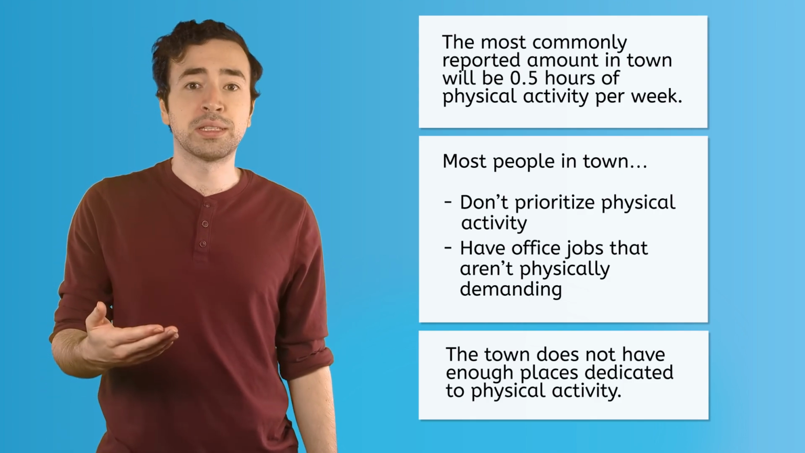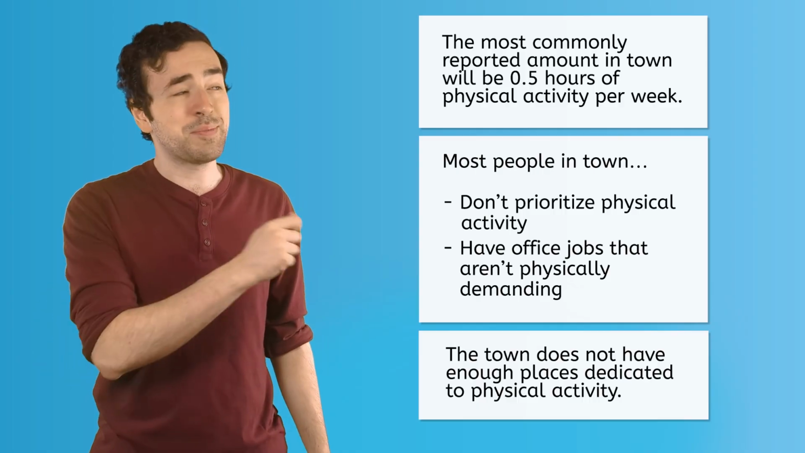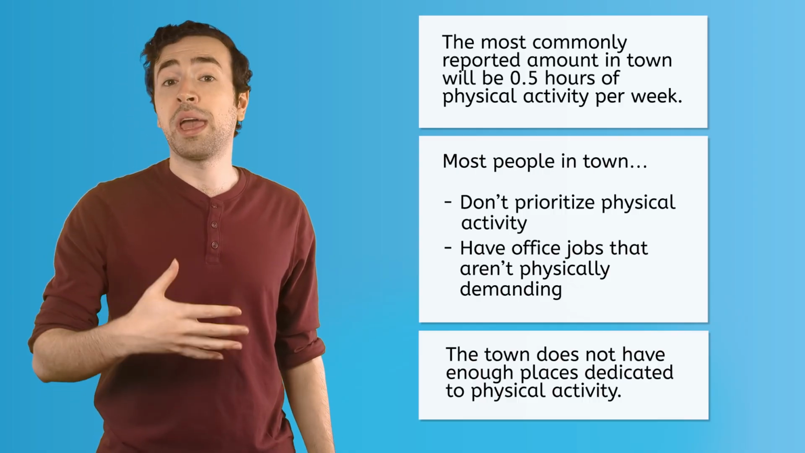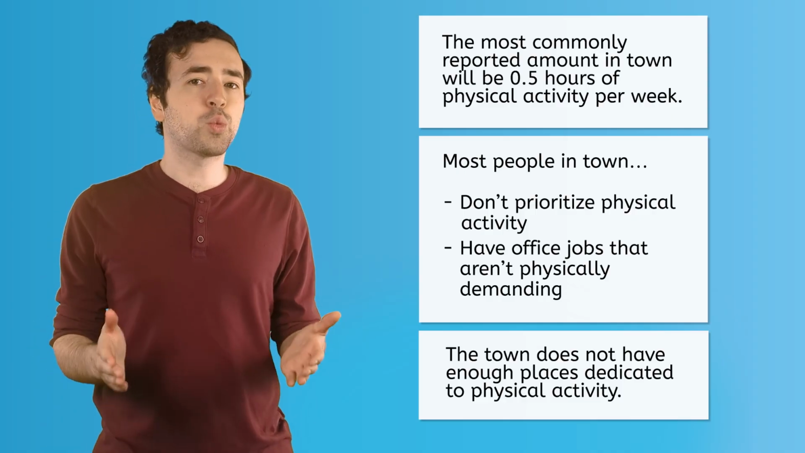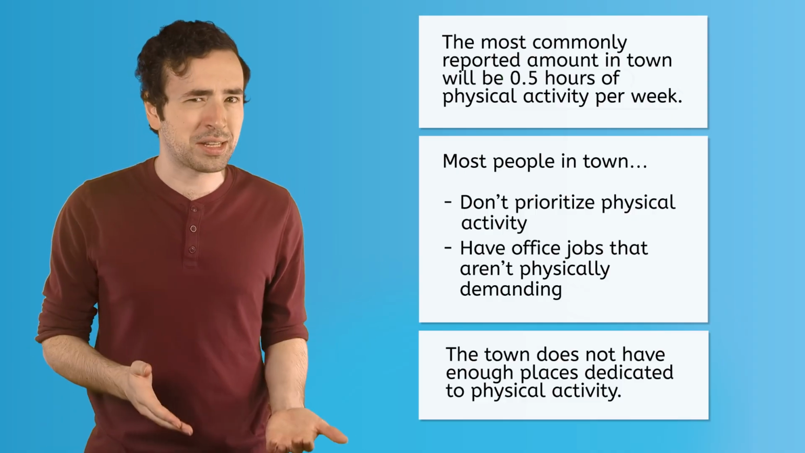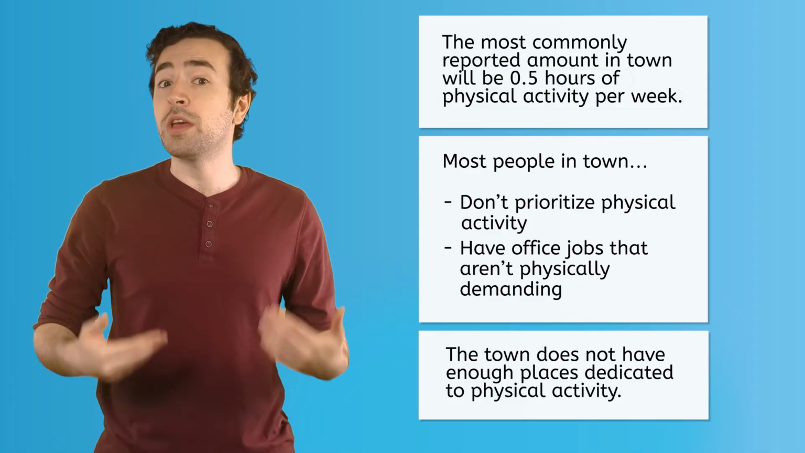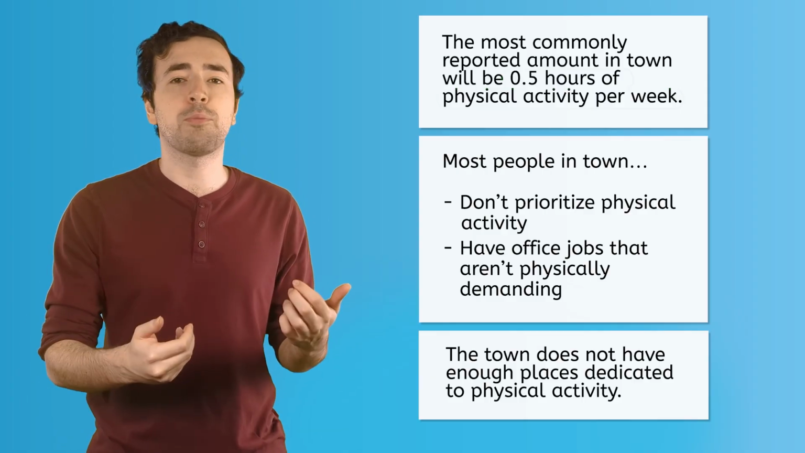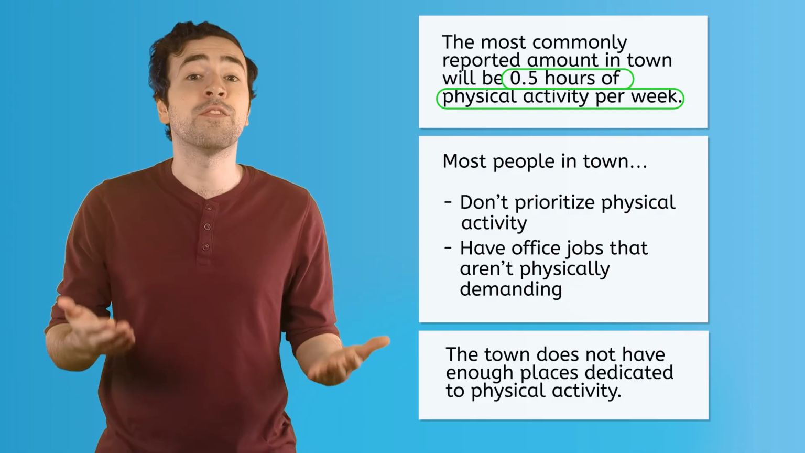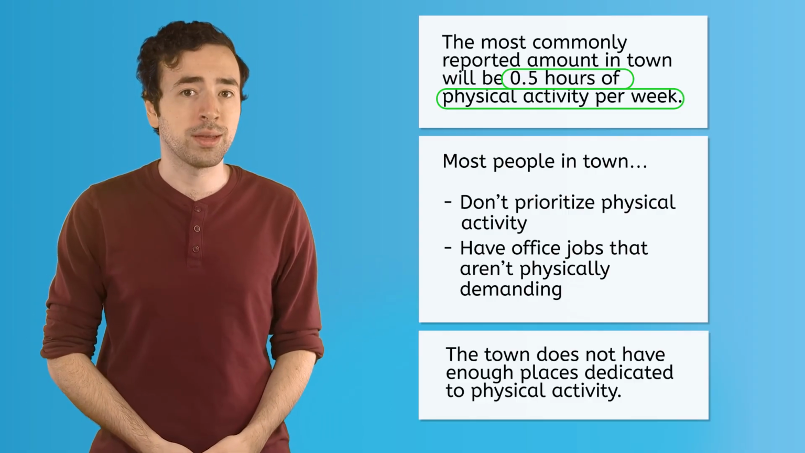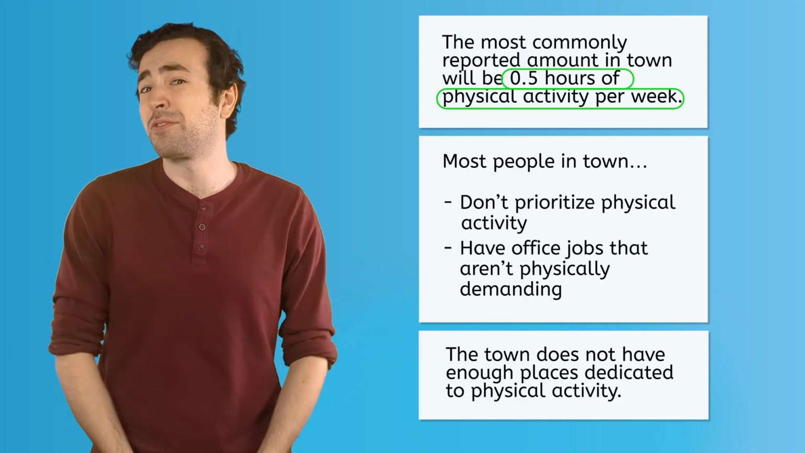Remember that inferences may or may not be true because they go beyond what's directly being shown in the data to draw a conclusion. Based on these 4 inferences, which one is the most reasonable? It's more reasonable to infer that the most commonly reported amount in town will be 0.5 hours of physical activity per week than to make conclusions about priorities, job types, or town infrastructure.